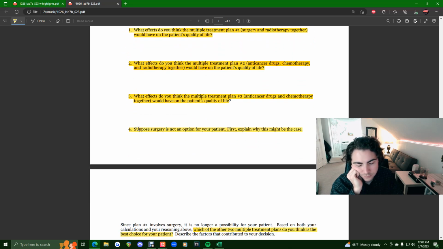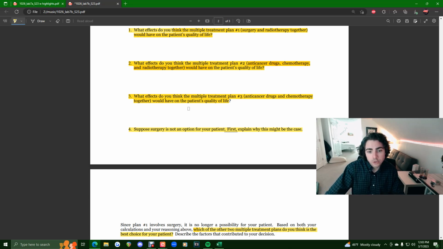All right. Number 4. Suppose surgery is not an option for your patient. First, explain why this might be the case. So why might surgery not be an option? Well, maybe, I don't know. I really am not an expert on this, but maybe it's not an option if the cancer has grown too large that surgery is not worth it. I don't know if that would be the case. Maybe the tumor's not big enough that surgery's not worth it. That's maybe a better, more optimistic situation.